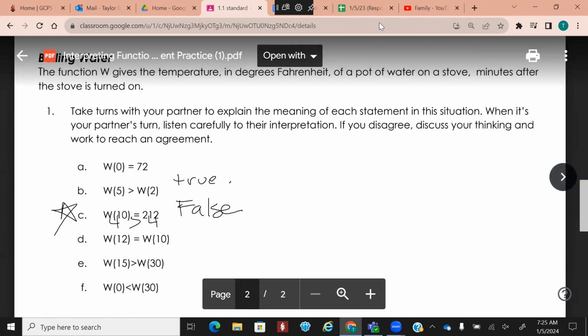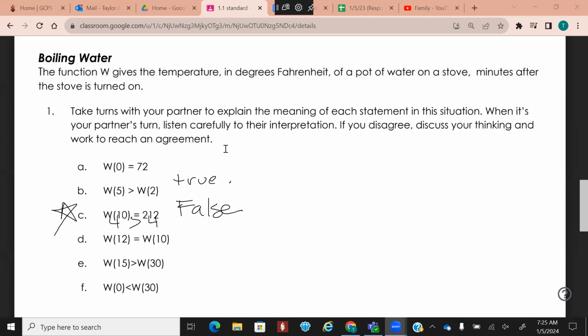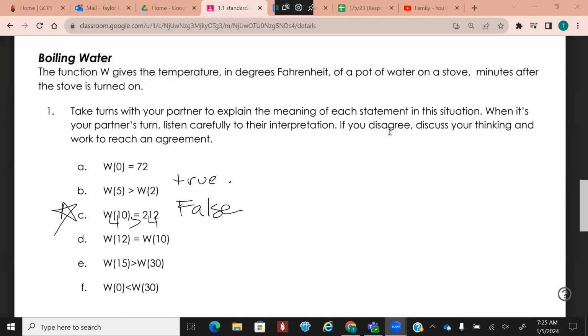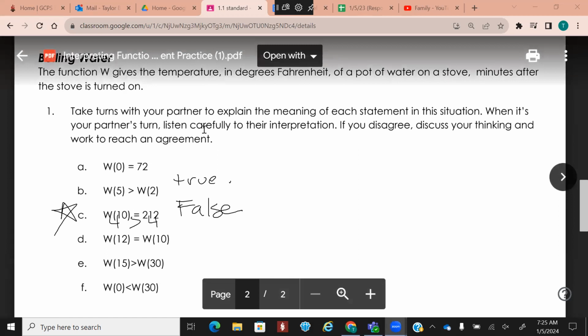Reading this little scenario up at the top, the function W gives the temperature in degrees Fahrenheit of a pot of water on a stove, minutes after the stove is turned on. I want you to take turns. You're going to work with a partner and explain the meaning of each statement in this situation. When it's your partner's turn, listen carefully to their interpretation. If you disagree, discuss your thinking to work on an agreement. We're going to take about 5 minutes to discuss this.